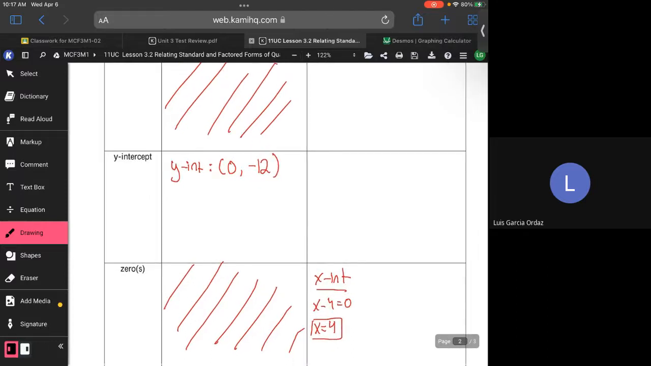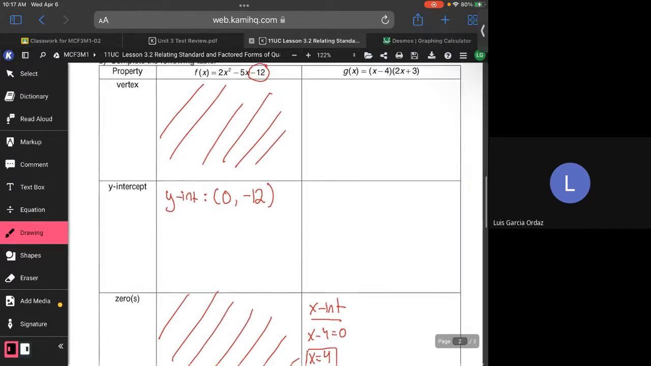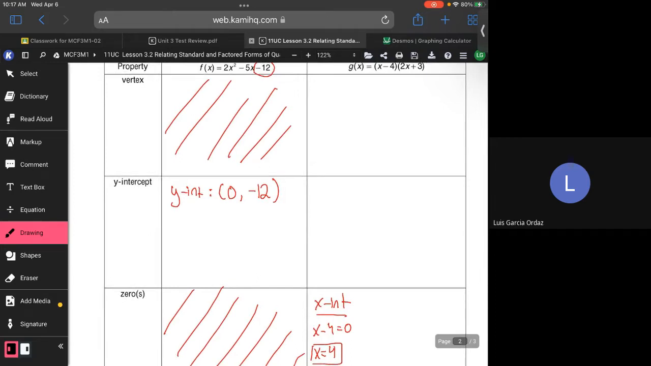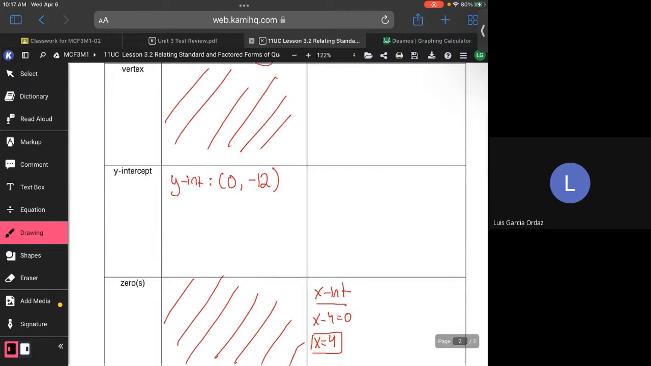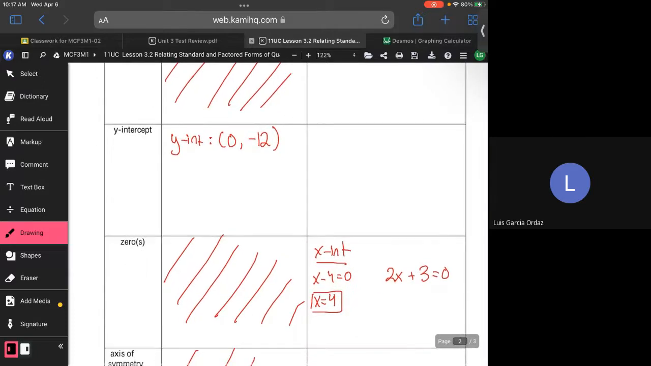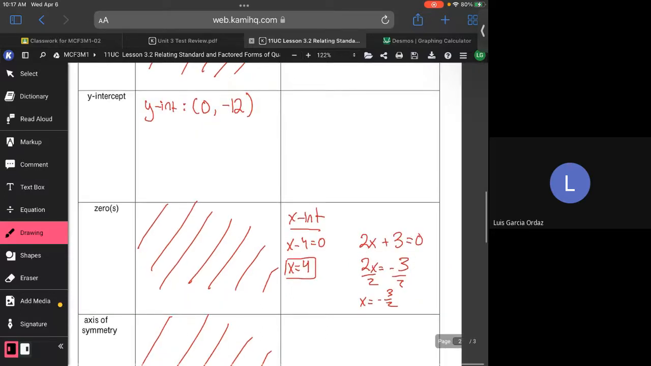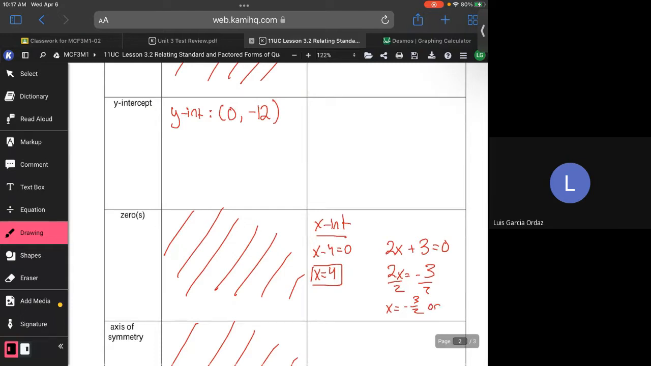What is my second x-intercept going to be? Let's see if you guys can figure this out. Cynthia. X is equal to -1.5. Good. 2x plus 3 is equal to 0. Move the 3 over, so it becomes 2x is equal to -3. And like Cynthia said, because we want x by itself, I have to divide both sides by 2. So x is equal to -3/2, or I'll allow a decimal because it's easier to graph, -1.5.